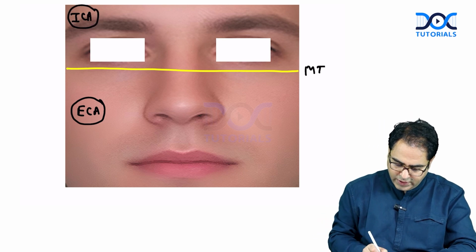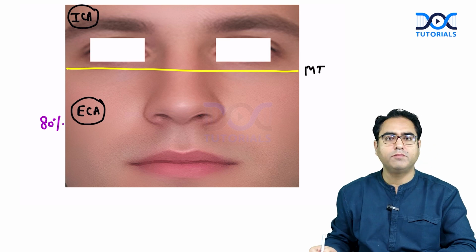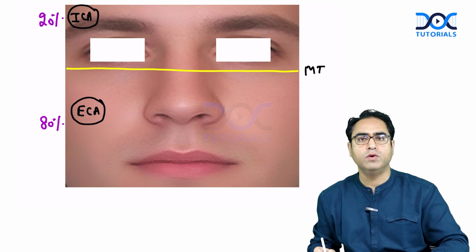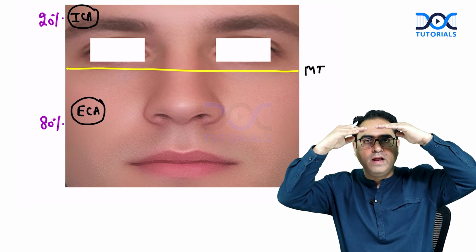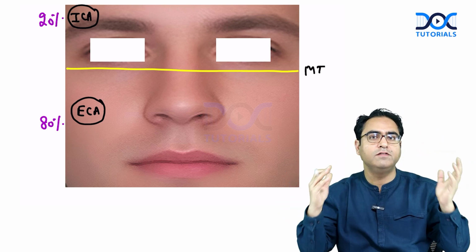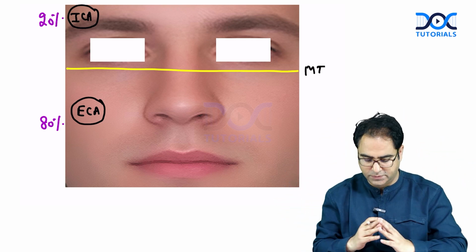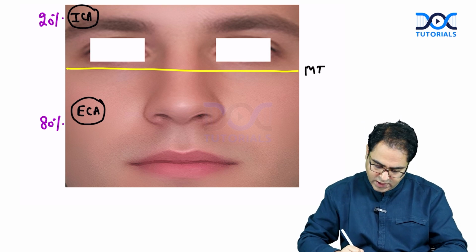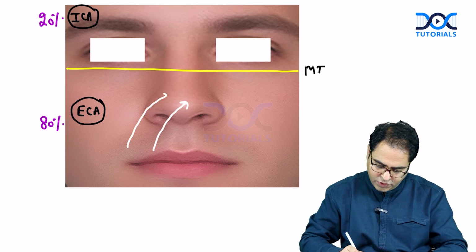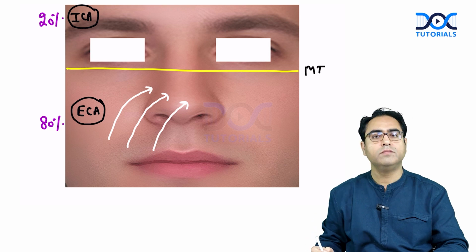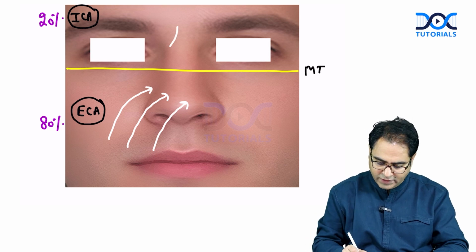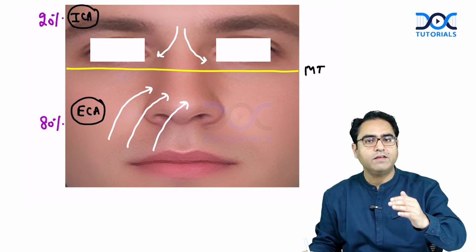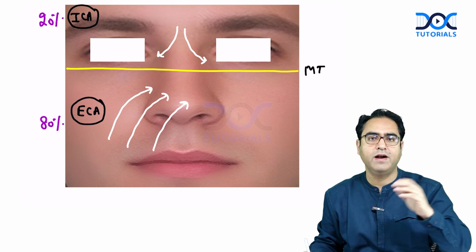My dear friend, ECA provides 80% of blood supply to the nose and ICA gives 20% blood supply to the nose. So, above the middle turbinate, the brain side, the blood supply comes from the ICA, but that's 20% of total circulation. Now, let us guess the name of the blood vessels. From ECA, 3 branches go to the nose, and from ICA, 2 branches come to the nose. Okay? Let us guess the name of 3 branches of the ECA territory.